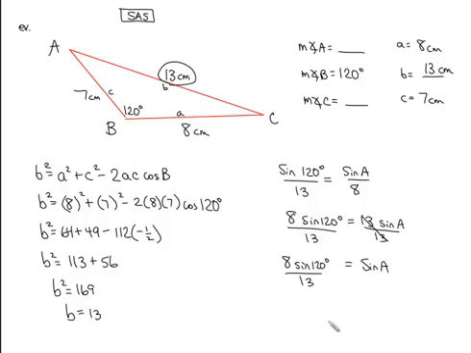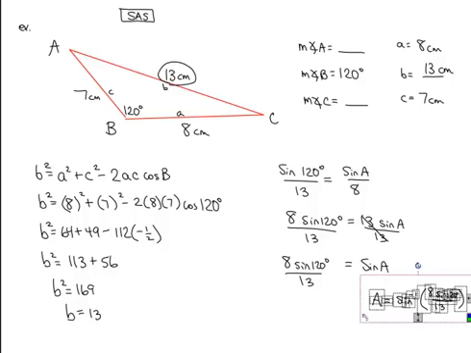Problem is we're trying to solve for A. So how do we get rid of a sine that we don't want? To get just the angle, we take the inverse sine of both sides. And so A is going to be equal to inverse sine of 8 sine 120 degrees over 13. Let me make sure that I didn't run off the side of the screen on that and bring that back a little bit.